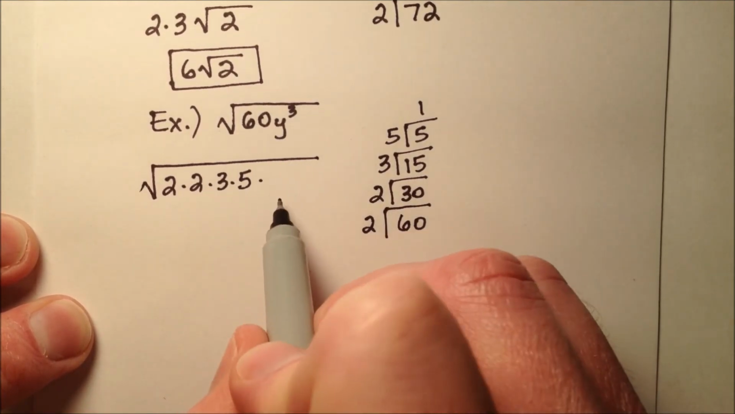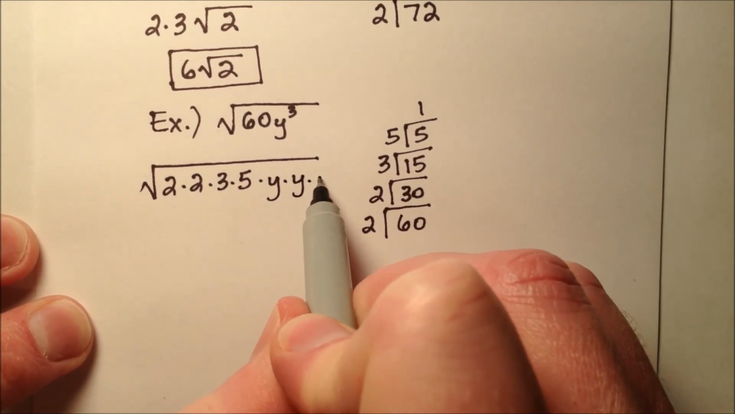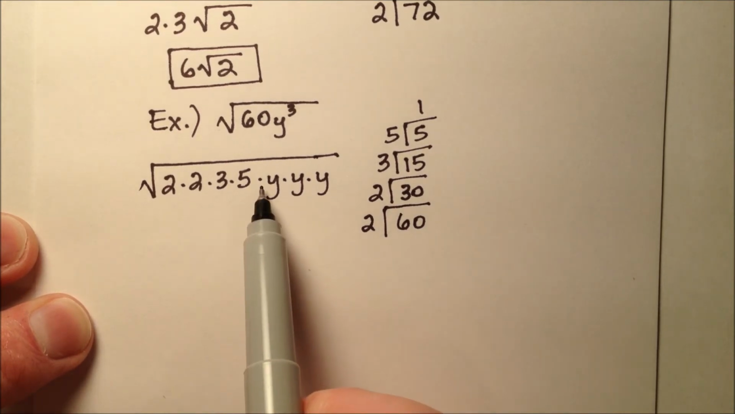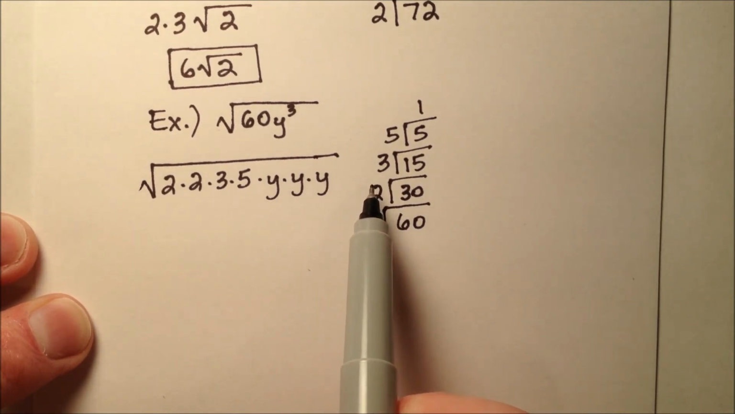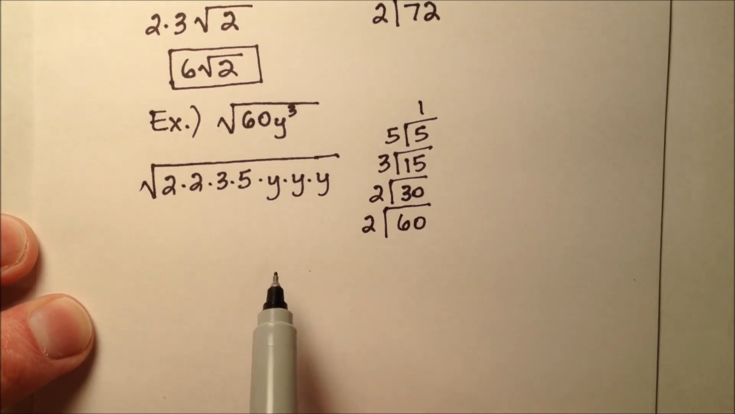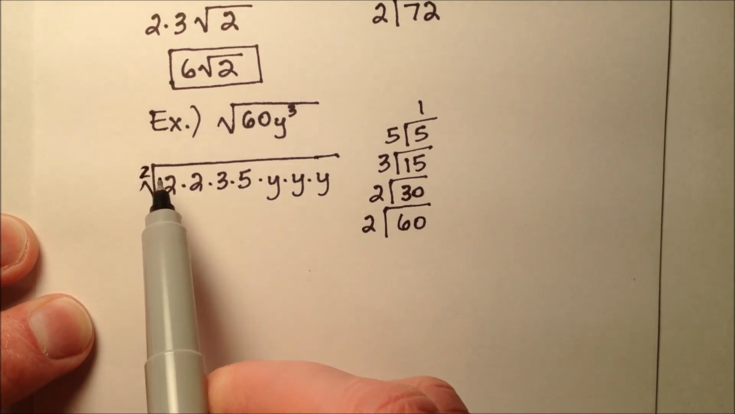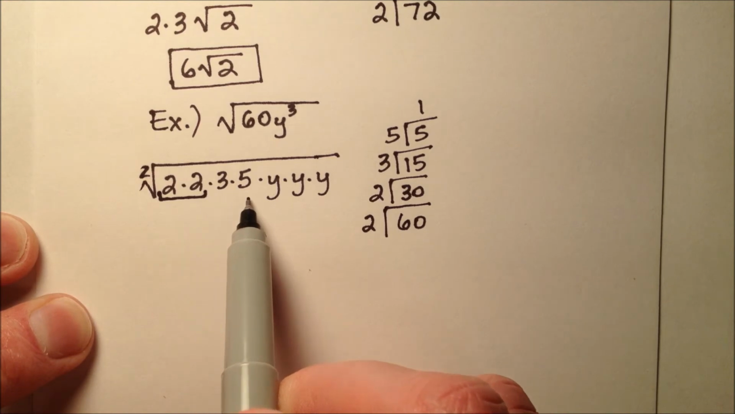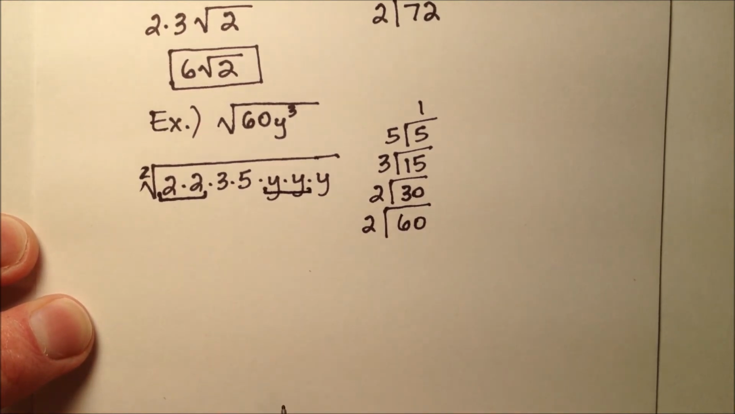And how many y's do I have? Well, I've got y cubed, so there's 3 y's in there. So once you get better at this, you're not going to need to write out all of your variables, but I'm doing this just so you can see the pattern, and then you'll be able to make shortcuts on your own. So again, we're taking the square root, so I'm going to take out pairs of numbers. Here's a pair of 2's, and here's a pair of y's.